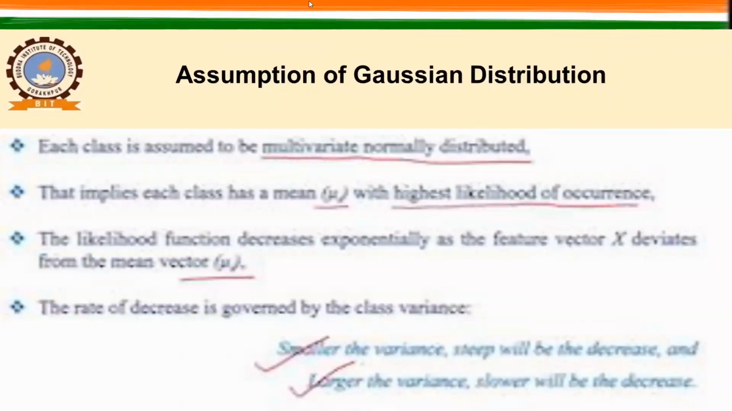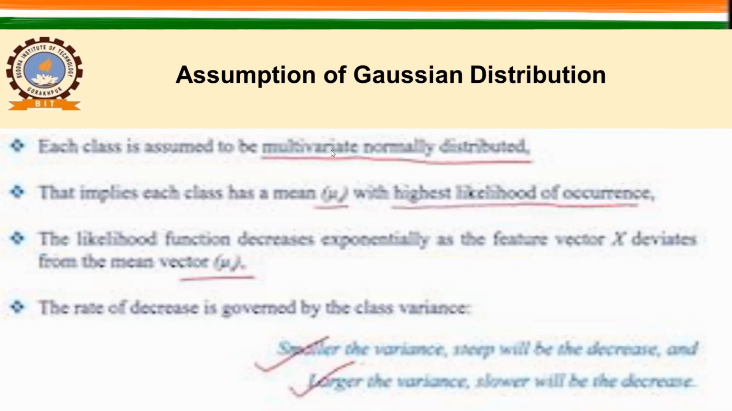Now, what are the assumptions we take into account in the Gaussian distribution? Each class is assumed to be multivariate normally distributed. That implies each class has a mean with the highest likelihood of occurrence. The likelihood function decreases exponentially as the feature vector x deviates from the mean vector. The rate of decrease is governed by the class variance, where the smaller the variance, the steeper the decrease, and the larger the variance, the slower the decrease.